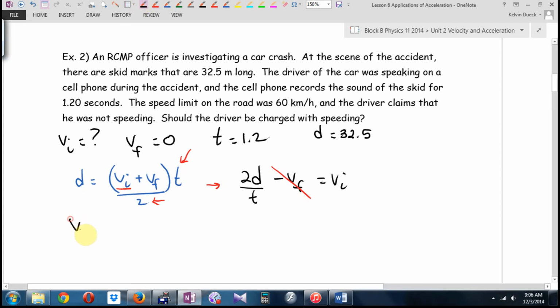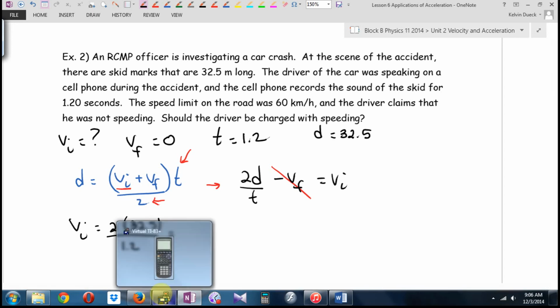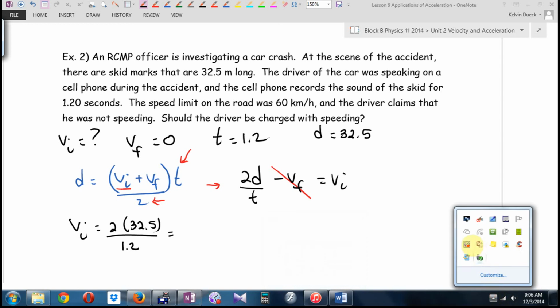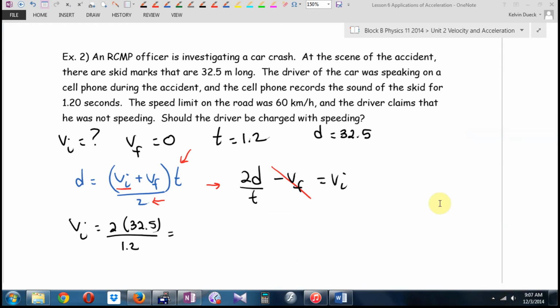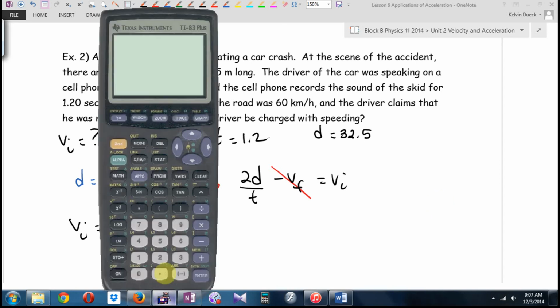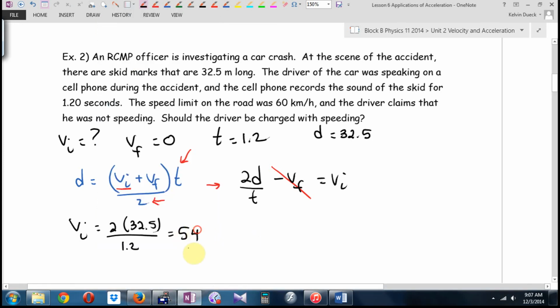So I get VI is 2 times 32.5 divided by 1.2. 2 times 32.5 divided by 1.2. What do you get? You get 54.2 units. Okay, 54.2 meters per second.